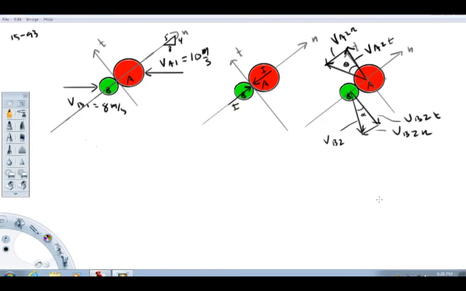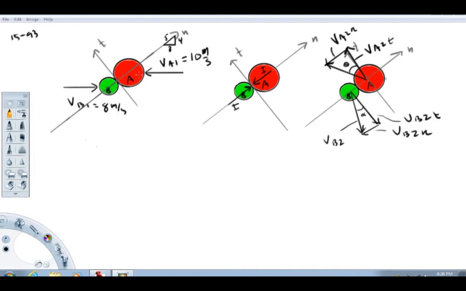So I'm making this video to give you guys an example of how to analyze an oblique type of impact. This is number 93 in chapter 15. The thing to pay attention to right now is this very first picture. I've got two objects, mass B and mass A. Mass B is moving right at 8 meters per second, mass A is moving left at 10 meters per second.